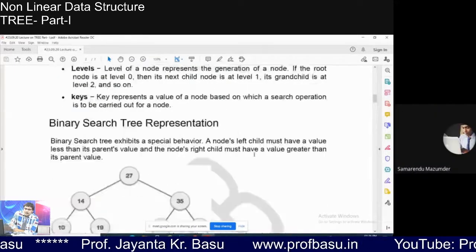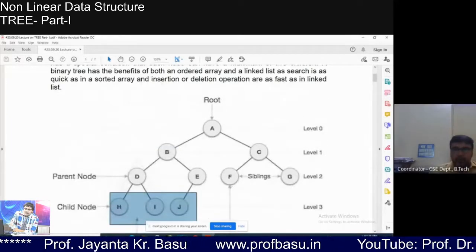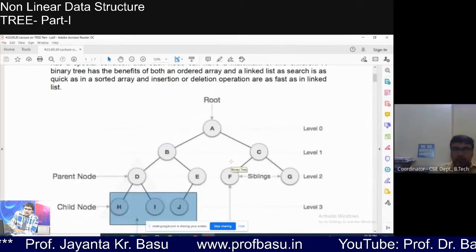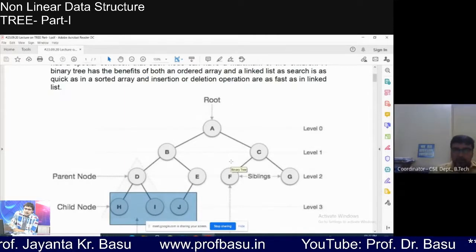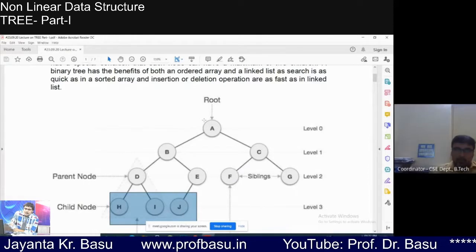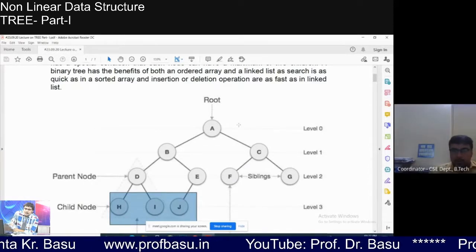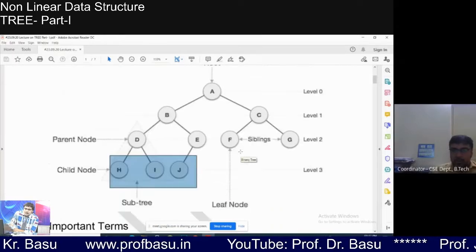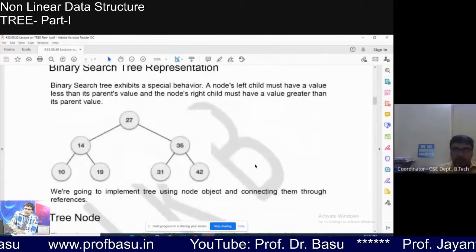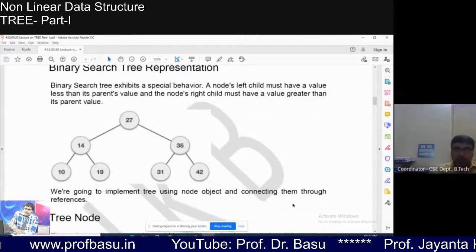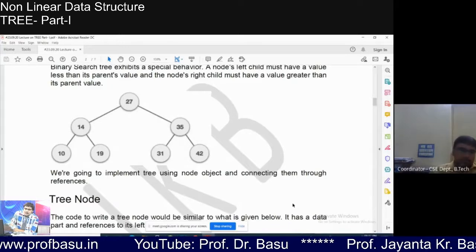Yes, sir. This and this tree looks like same. Both are binary tree. My question is, what is the difference? What is that difference between these three? Look at the picture carefully. Between these three and this tree, what is the difference? There is a difference. What is the difference?